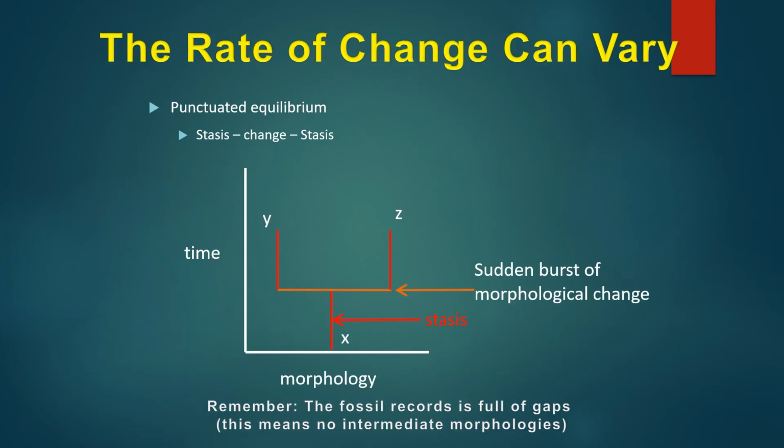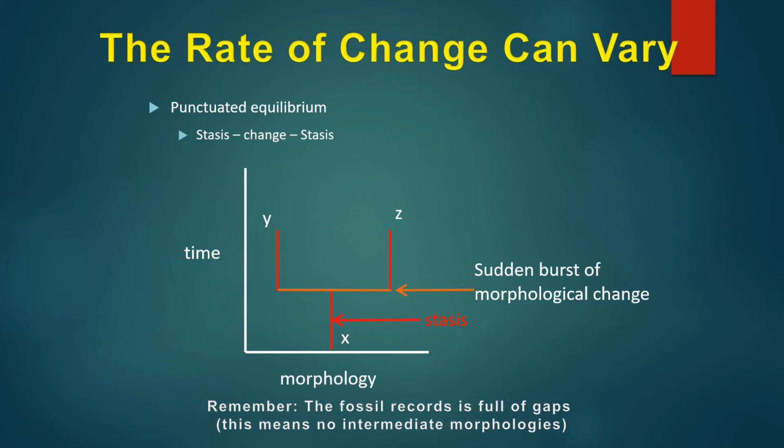And the rate of change in terms of evolution may vary quite a bit, and this is what we call punctuated equilibrium. It's essentially the tempo of evolution. It's marked by this kind of stasis, right? Nothing's really changing. Then all of a sudden you have a quick burst of morphological change, and then you follow by more stasis for long periods of time, right?